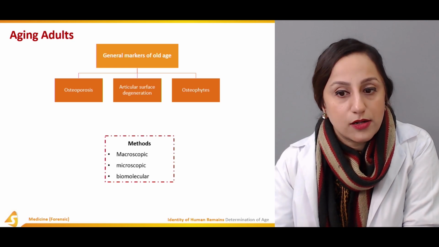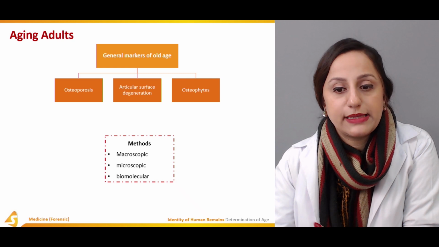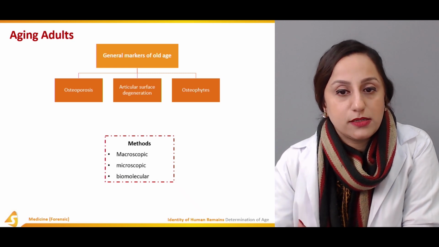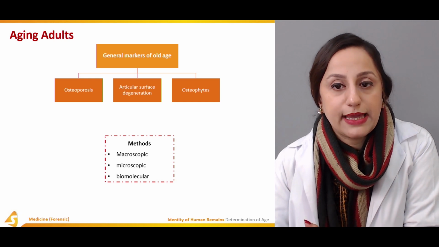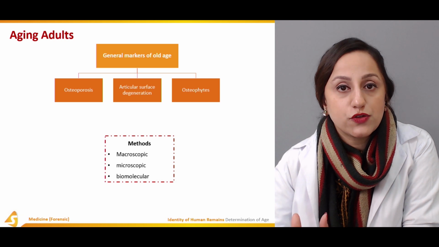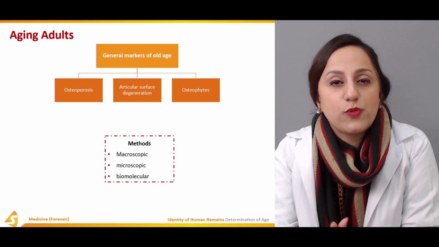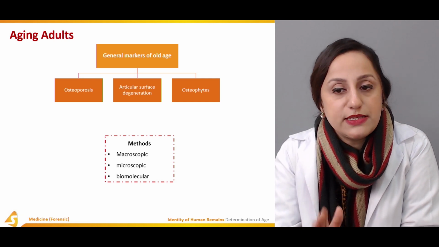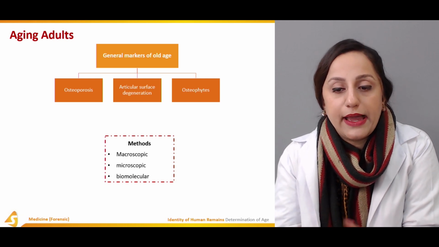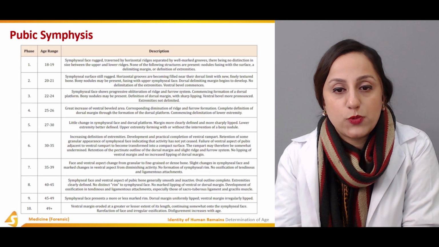The methods are, of course, the macroscopic method, then we have the microscopic method, and then we have the biomolecular method. So the aging of the adult can be established in detail. These are the markers. First of all, we have to establish whether he's an aging adult or not. If these markers are present, he's an aging adult. And we can apply all these methods for these purposes as well.